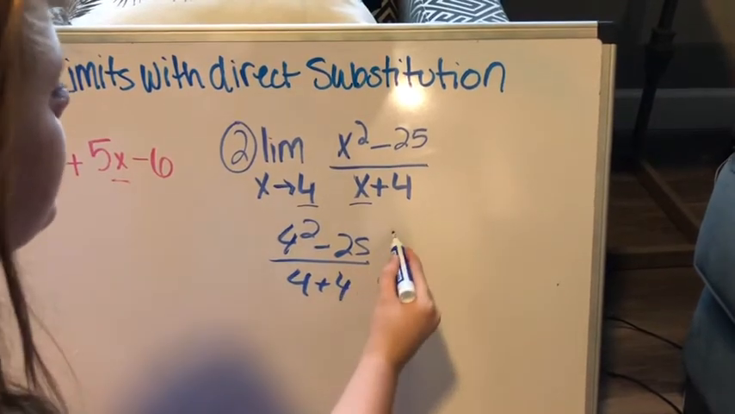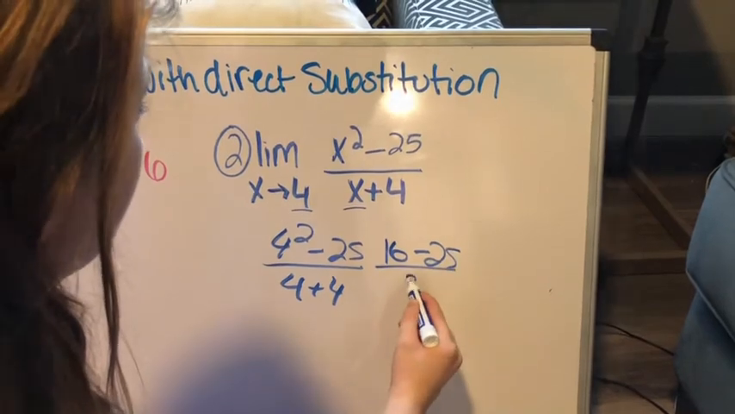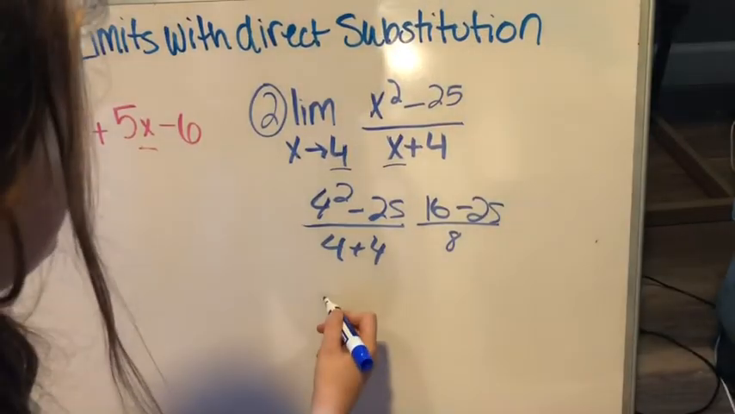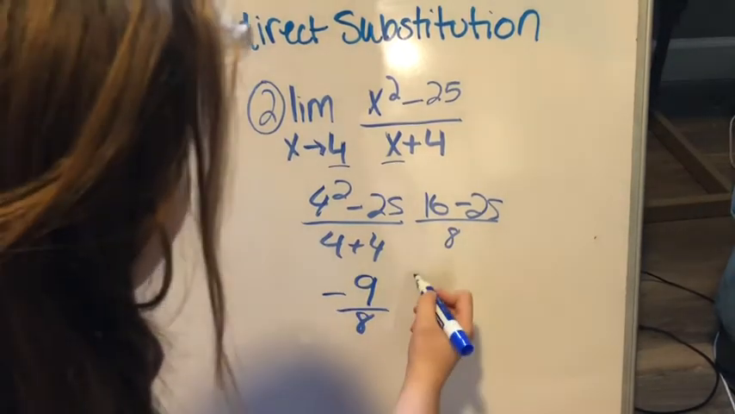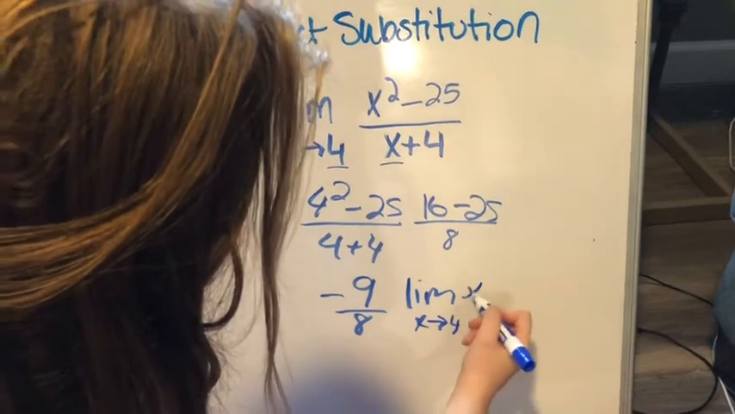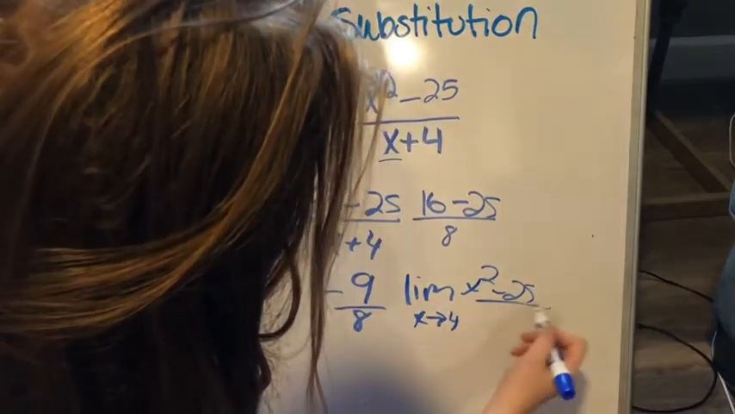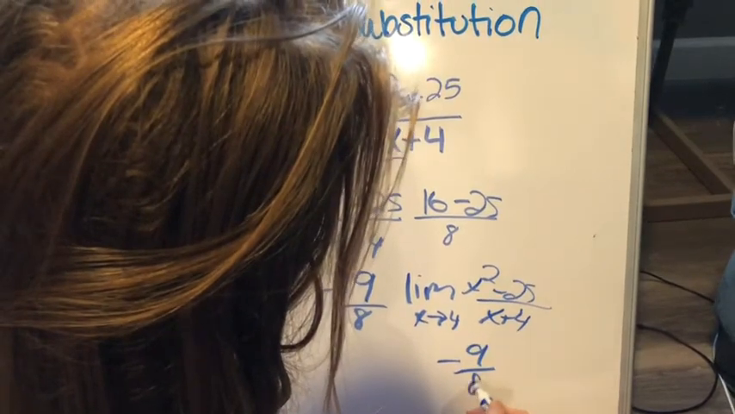Well, 4 squared is 16 minus 25 over 8. 16 minus 25 is going to give you a negative 9, and then you have this denominator. So then therefore, the limit as x approaches 4 of x squared minus 25 over x plus 4 is negative 9 over 8.